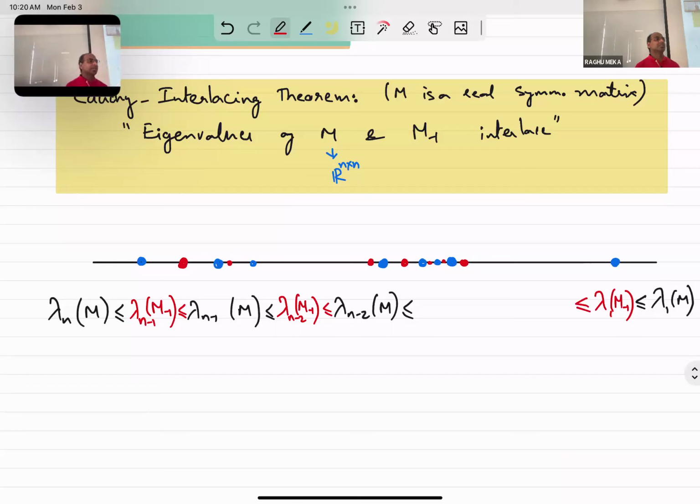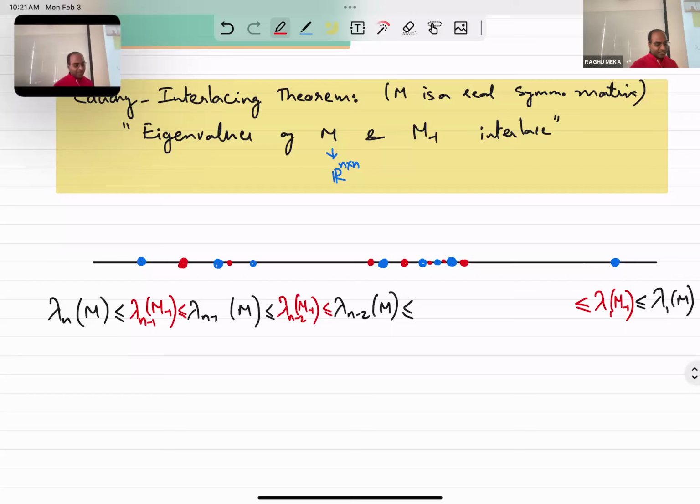Okay, this is called the interlacing theorem. So even though you don't know the exact values, you have some control on the individual eigenvalues when you take out one row. Any questions about the statement? Okay, so this is when I took out one row or column.